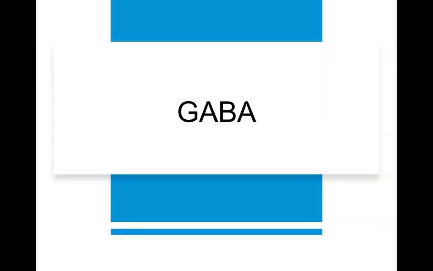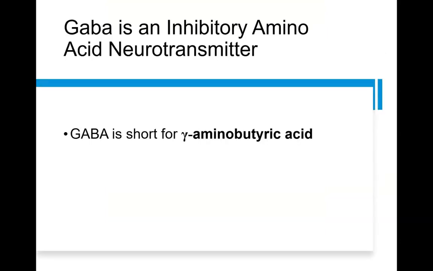Now we're going to talk about GABA. And you might be kind of interested as to why I am talking about GABA after glutamate. Well, here's why. GABA is an inhibitory amino acid neurotransmitter. So glutamate was the excitatory version. GABA is the inhibitory version. GABA is short for gamma, this is the Greek gamma, aminobutyric acid.